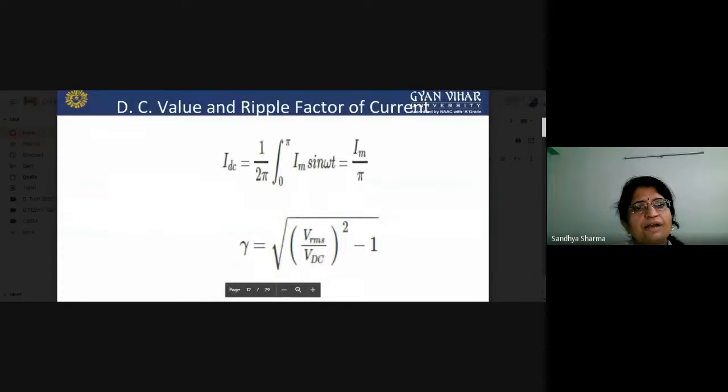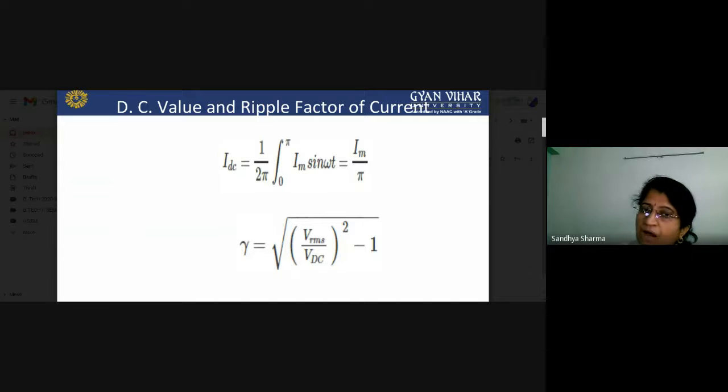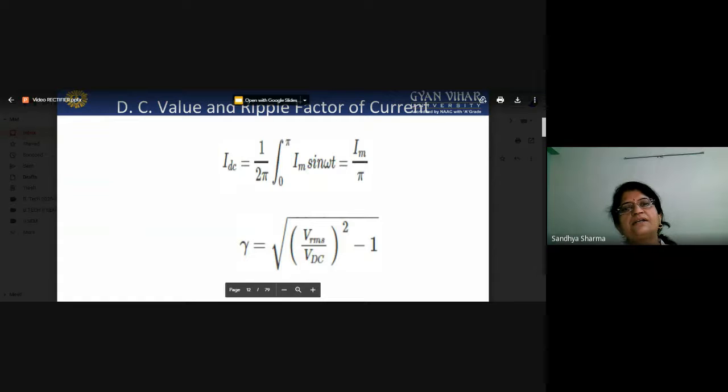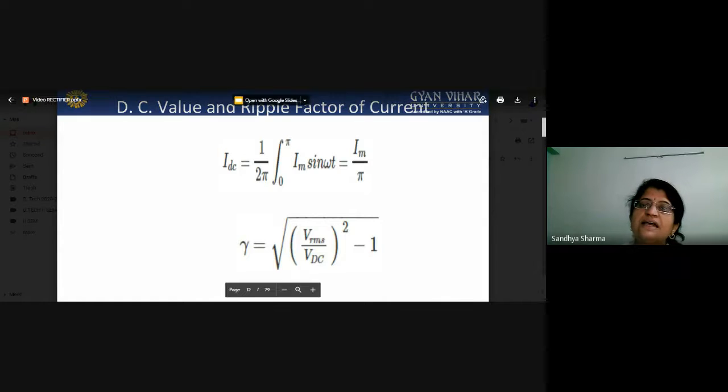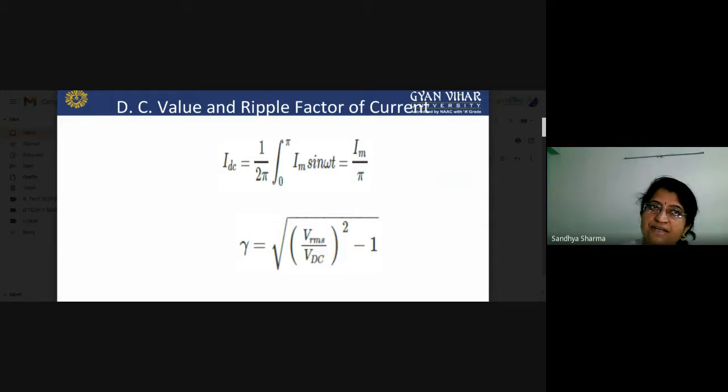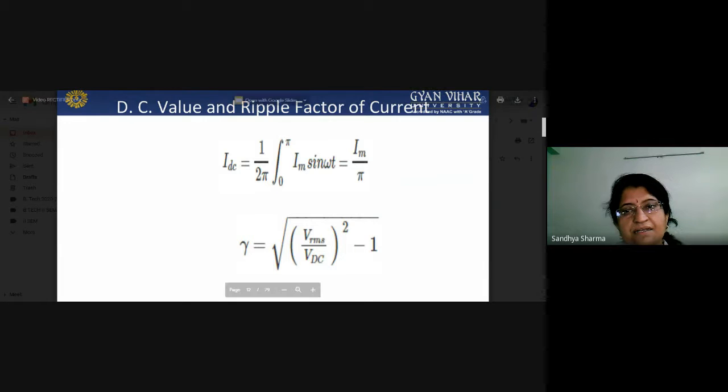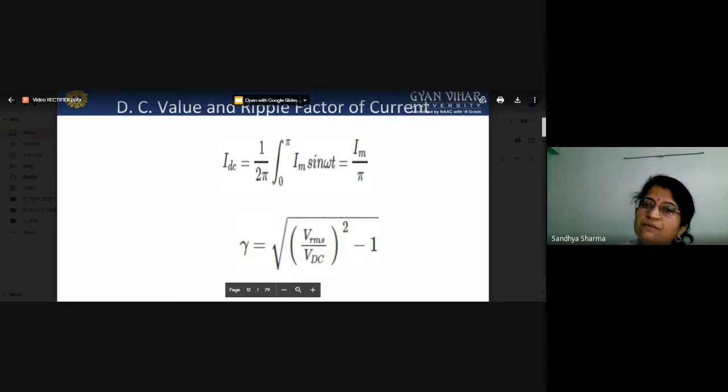So now again we want to calculate the DC value and the ripple factor of current. So how can you calculate? First of all you have to calculate the IDC, DC current or DC voltage. You can calculate this DC voltage by using this formula. In this formula we are taking 1 upon 2 pi, means we are considering the complete whole cycle. So that is the duration of 2 pi, and only in half of the duration we are receiving our output, and in the second half of the duration our output voltage is 0. So this is the factor, and we can calculate this Im upon pi. If we are talking about the VDC, that is equal to Vm upon pi.